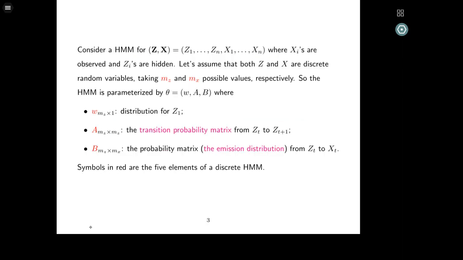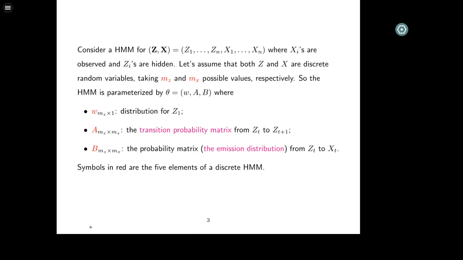And then last time we talked about how to specify an HMM, and we're going to focus on the case where both x and z are discrete, so it's a discrete hidden Markov model. Although what we discussed here can easily be extended to handle the continuous case, let's focus on the discrete hidden Markov model. And there are five elements. We have to know m sub z, the number of hidden states. That's a tuning parameter we have to specify.